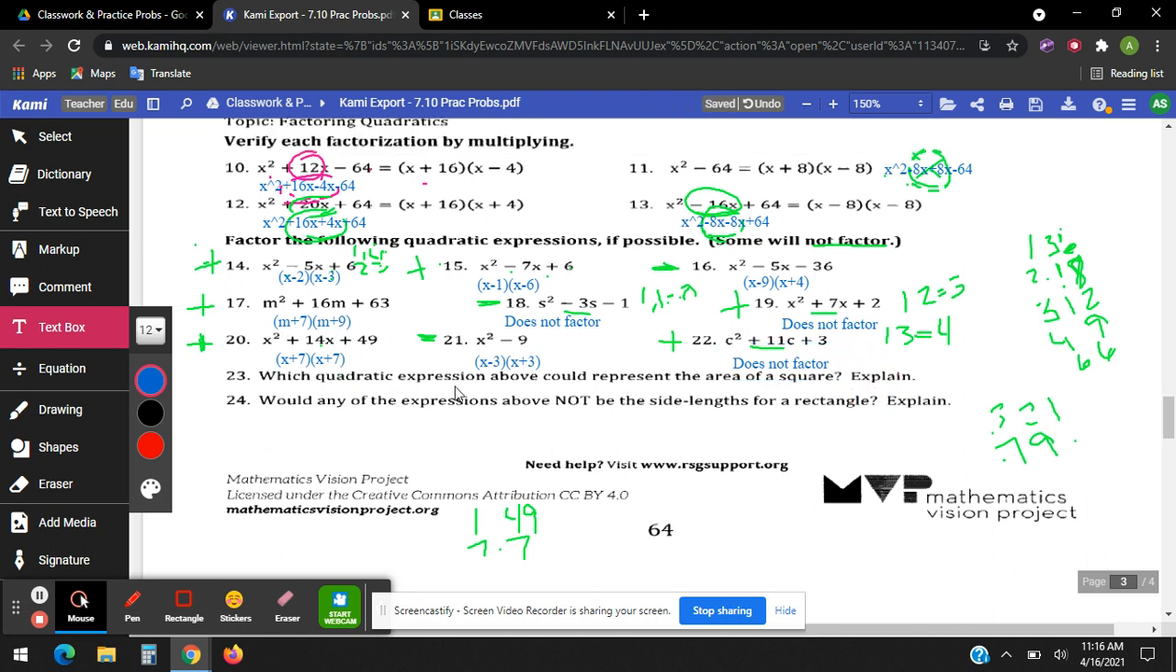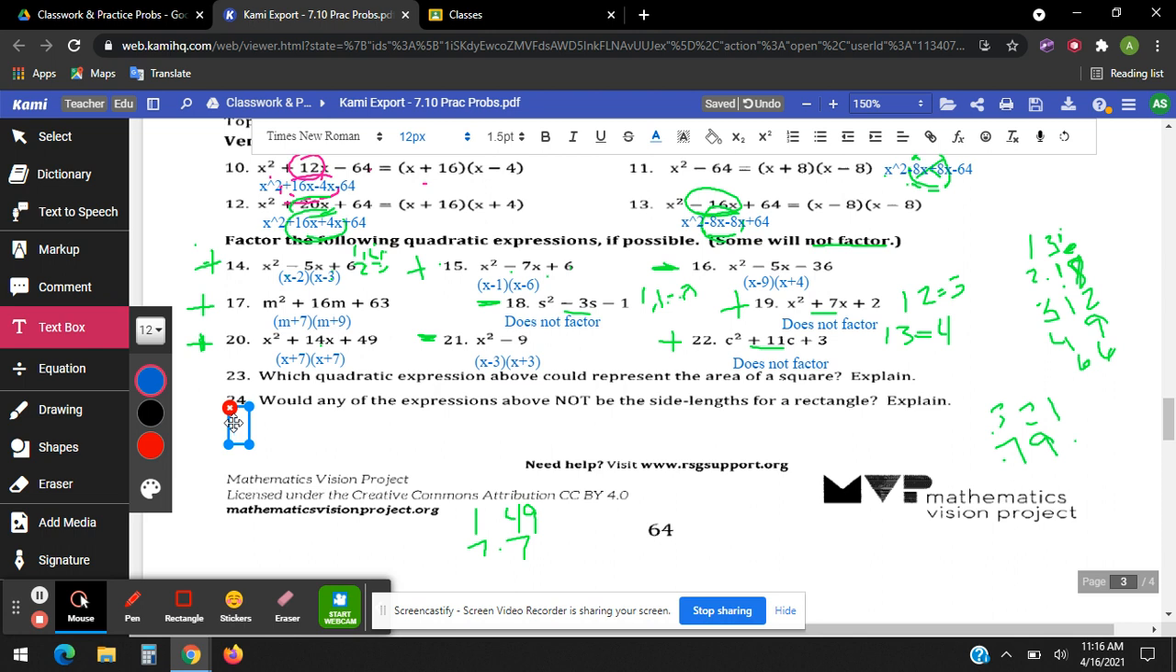So which quadratic expressions above could represent the area of a square? Explain. I'm going to type that down here. So 23. Looks like the only ones that could be a perfect square would be the ones that are the same, and it looks like number 20. Number 20 is the only one that has two factors that are the same. So I think 20 is the only one, because all the rest are different, and squares have to have two factors that are the same.